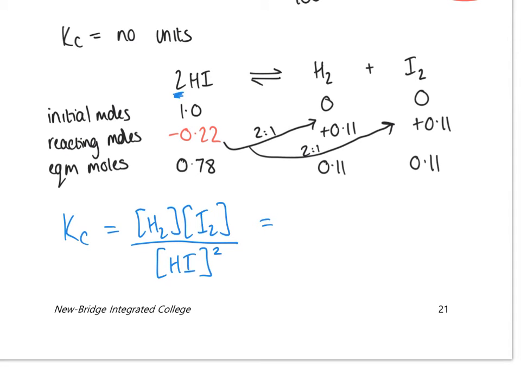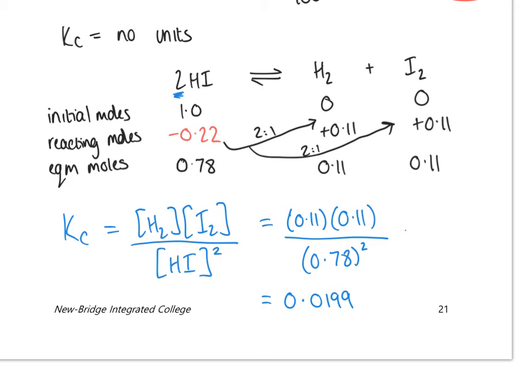Okay, at this stage I just plug in my values. So the concentration of hydrogen is 0.11, concentration of iodine is 0.11, concentration of hydrogen iodide is 0.78, and that's going to be squared. Multiply that all out, you should get 0.0199. Is that right? And then afterwards I write no units, because there are no units.